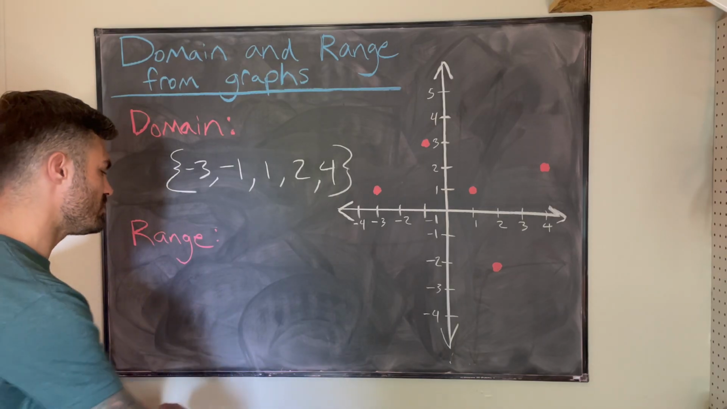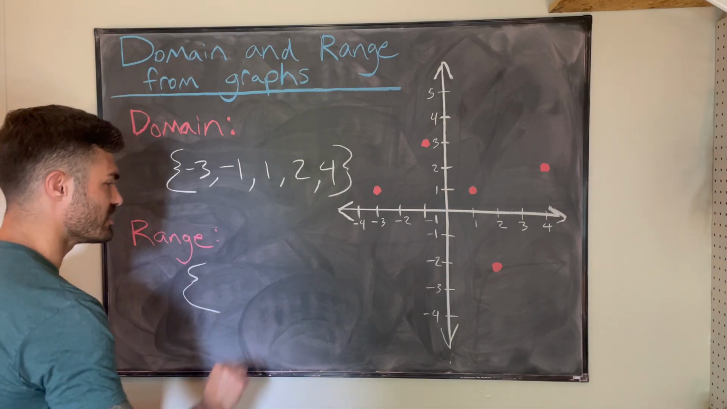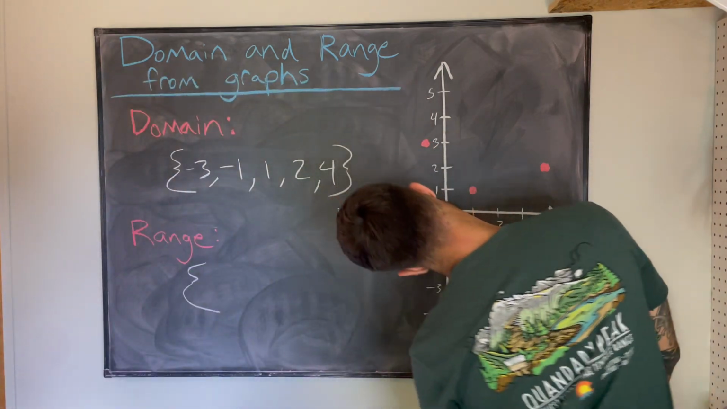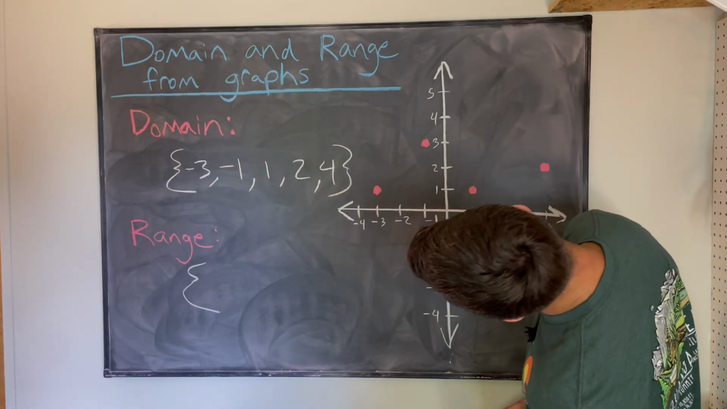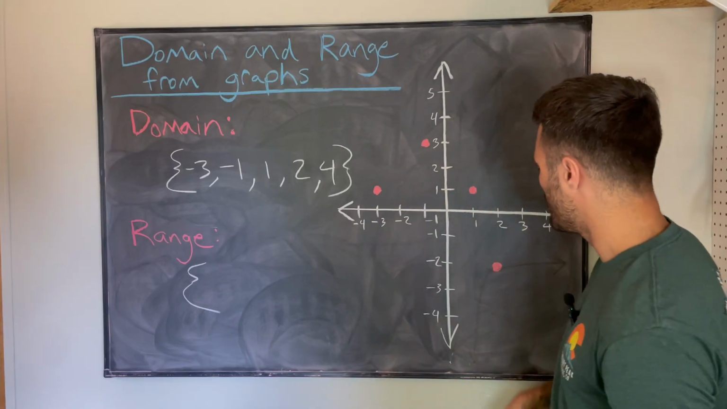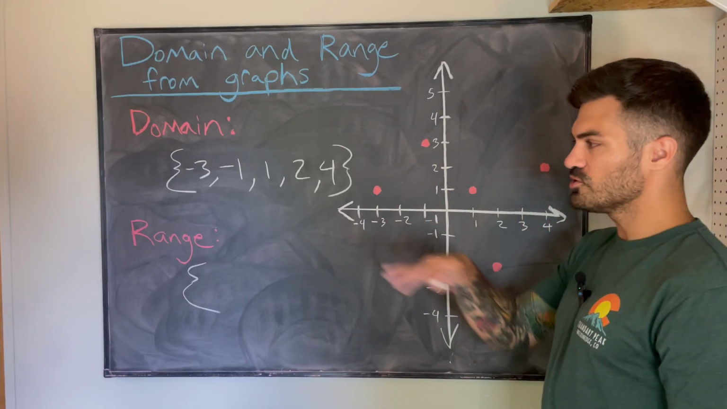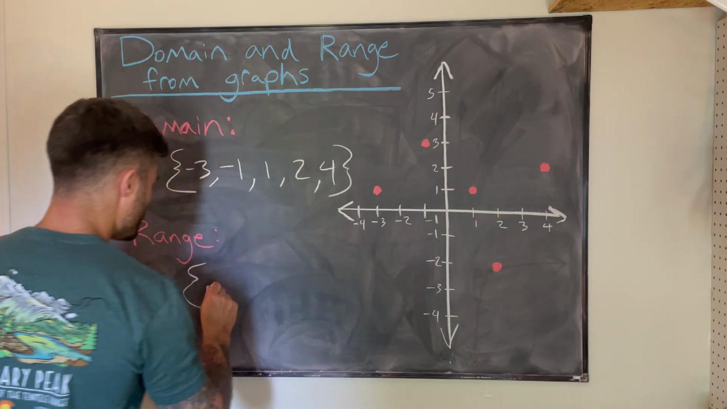What about the range? We can do the same thing. Now we're looking at y coordinates. So we can hit the head tilt over here. We want to go from smallest to biggest, from left to right after tilting our head. -2, 1 shows up twice. What do we do with that? We just list it out once.